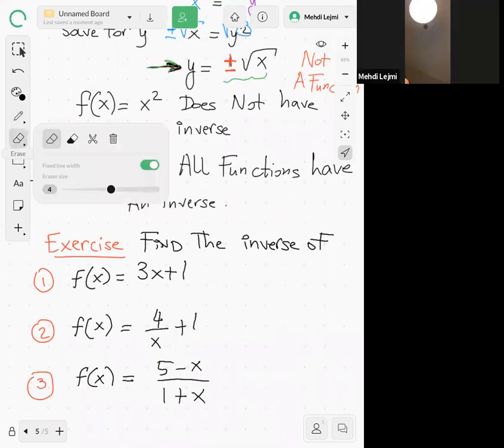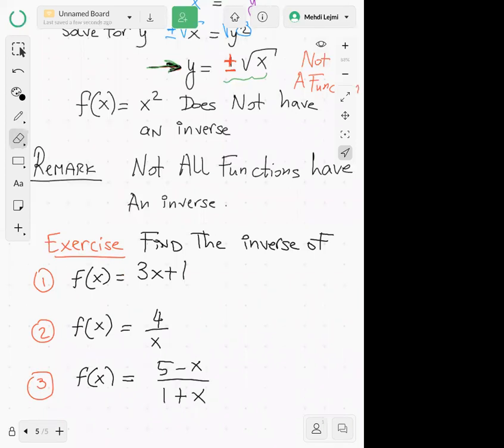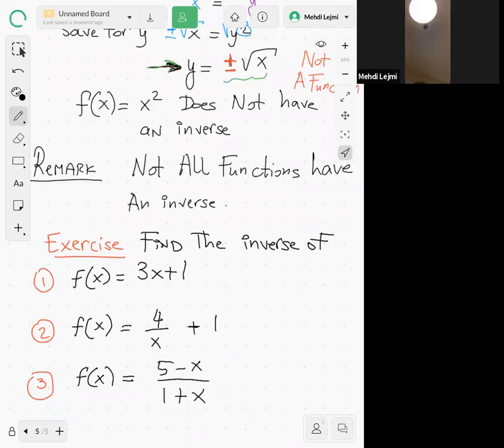Just be careful here. This is a plus 4/x, and then there's this plus 1 here. All right, guys, I'm going to give you 10 minutes to think about this exercise. After this exercise, I'm going to show you the graph. You have a function f given by a graph, and I'm going to explain how from a graph you can tell whether f has an inverse or not. But let's first do this exercise.